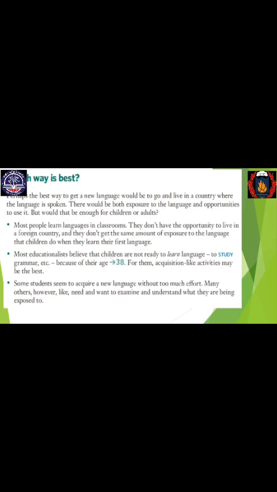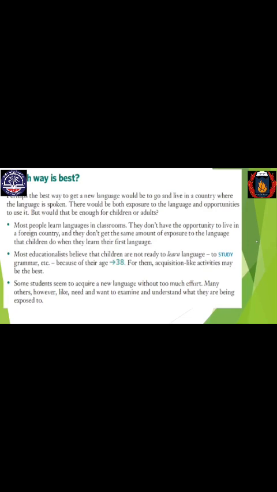Why is that? Children are not ready to learn language, like to study grammar, because of their age. Instead of that, acquisition-like activities may be the best. Why? Because of the overwhelming. Overwhelming what? And the reason is because of their age.